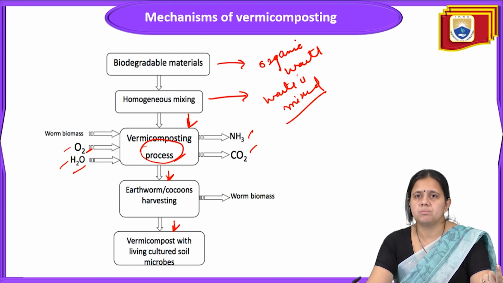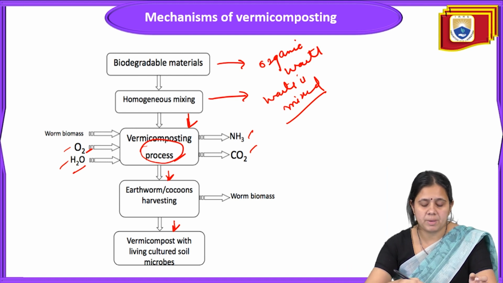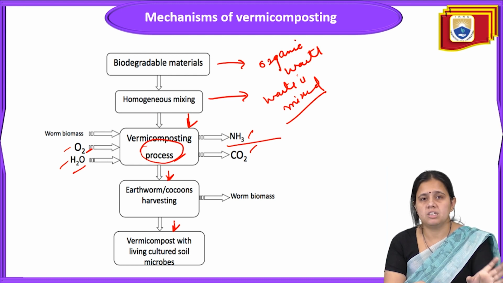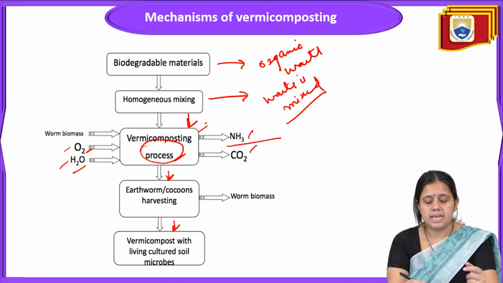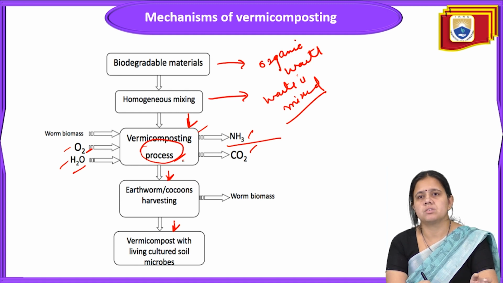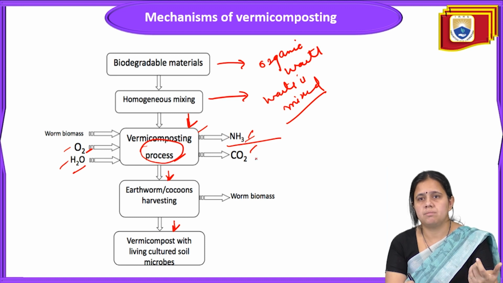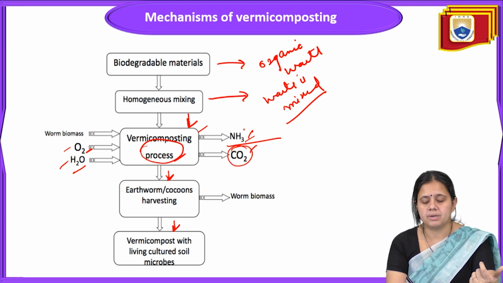So it will start from the biodegradable material to its homogeneous mixing. Then after that, the vermicomposting process will start. This is the main thing, where the vermicomposting process will start by adding worm biomass, by providing a sufficient amount of oxygen, a sufficient amount of water, and all these things will do the degradation process inside the bin. Inside the bin, this degradation process will start, and by this process two gases will come out, that is ammonia and carbon dioxide.